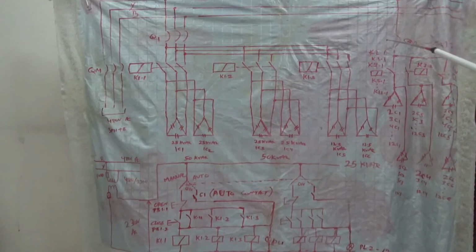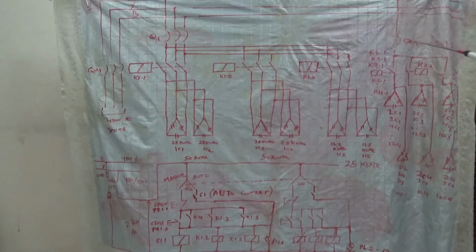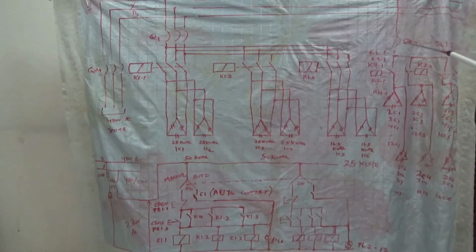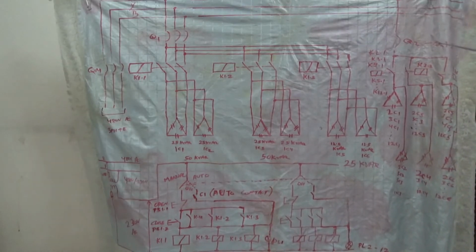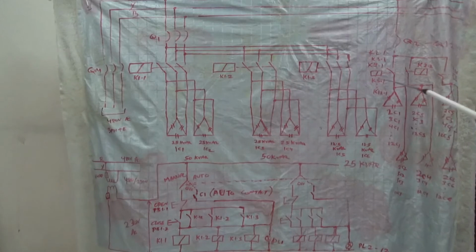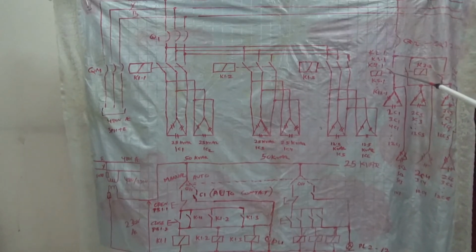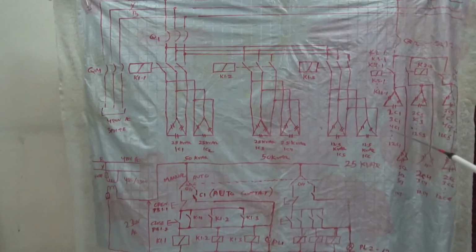For the other branch circuits, we have represented them in single line diagram form. The breakers are Q2 to Q12, and the contactors and the capacitors are designated accordingly.